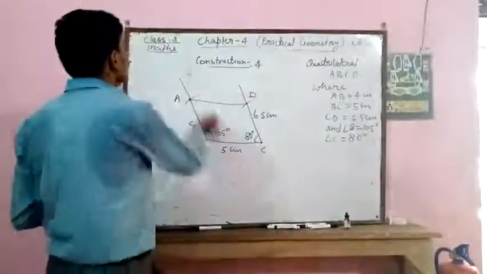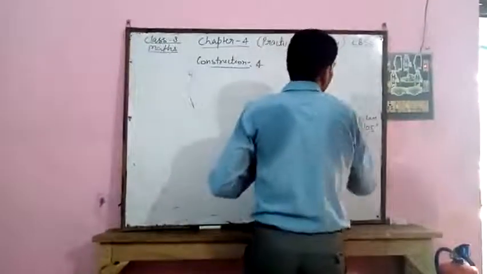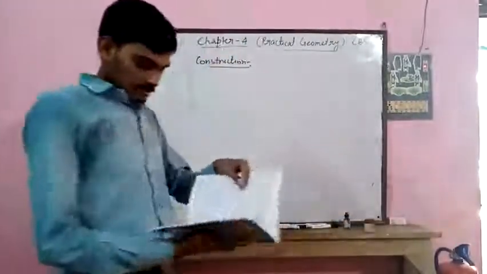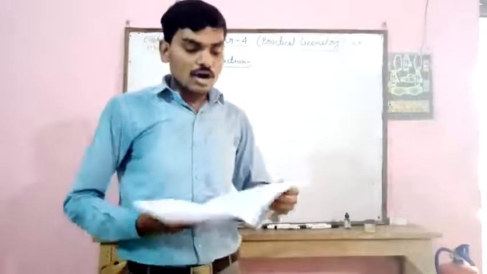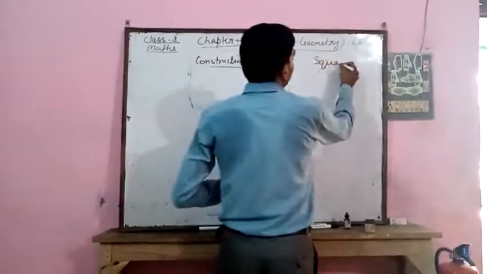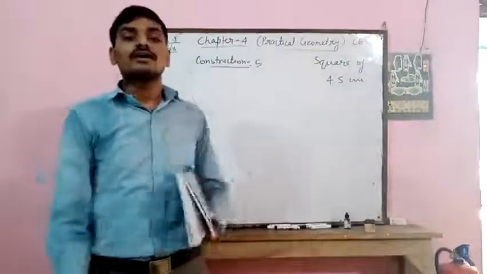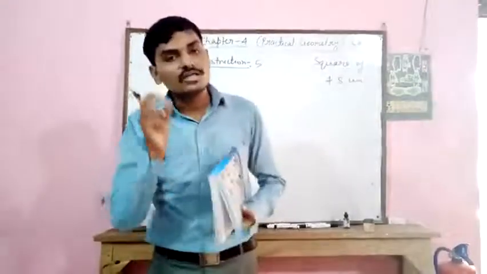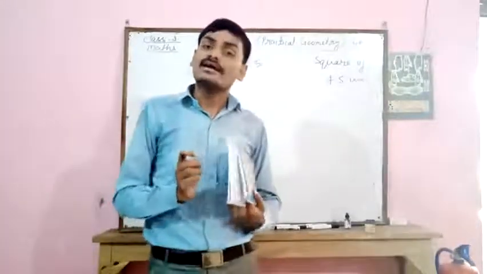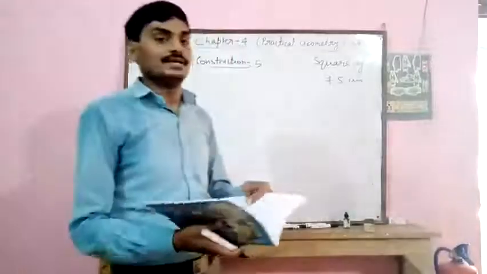Now come to construction 5. Draw a square of side 4.5 centimeter. You have to draw a square of 4.5 centimeter. So a square is a quadrilateral in which all the sides are equal and all the angles are 90 degree.